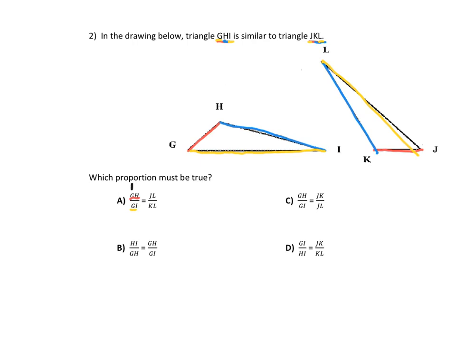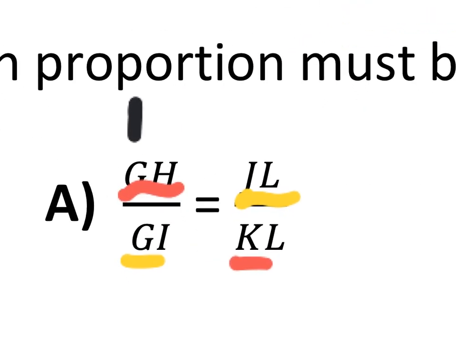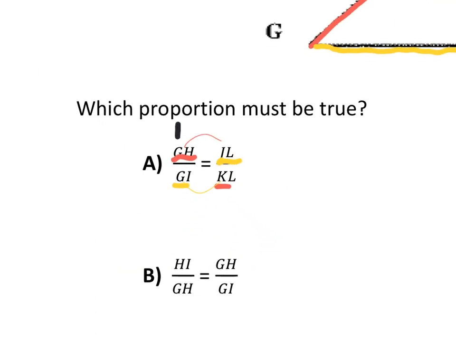JL we did in yellow. Well, that already doesn't work. I'm going to go ahead and write KL on there too. KL we did in red. They've got the same sides. Like if I'm going side to side, these two colors have to be the same thing, and these two colors have to be the same thing. Okay? So A is out. It's not going to be A.